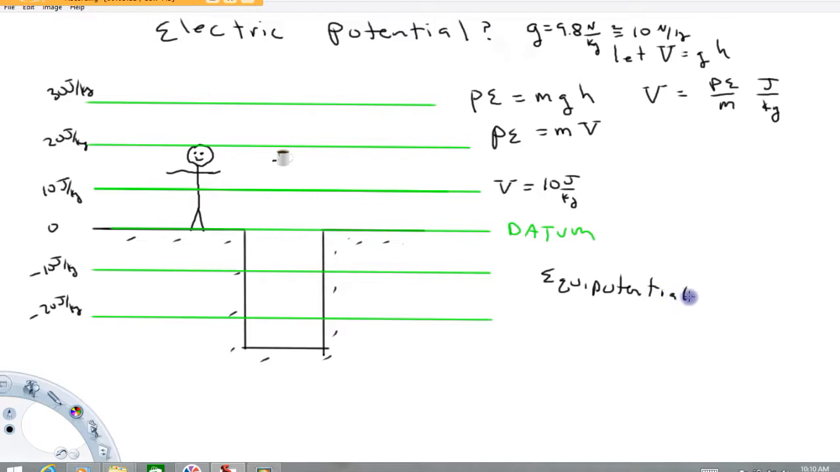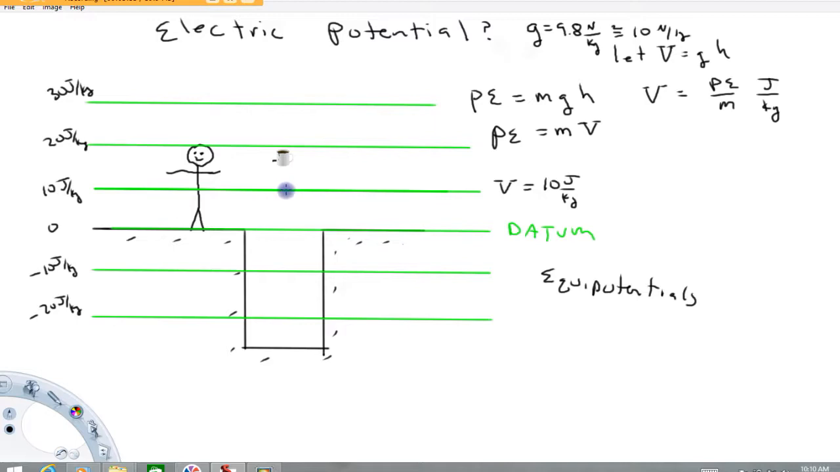And they're not lines at all. They're actually surfaces. They're horizontal surfaces. So these are all equipotentials. They're horizontal surfaces. And here's what the potentials tell us. Like this potential here, which is 10 joules per kilogram, what that means is if I put 1 kilogram of mass anywhere on this surface, it will have a potential energy of 10 joules.